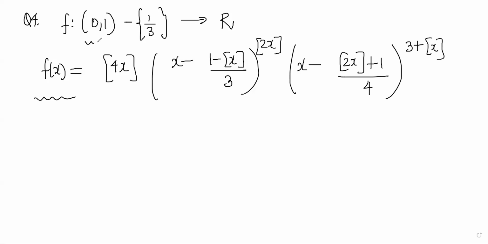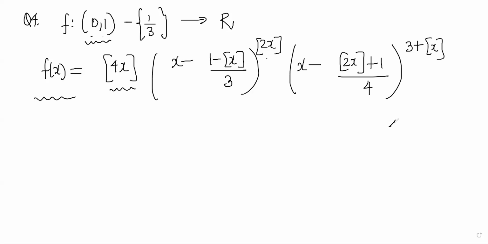Its domain is basically the interval from 0 to 1 except the point 1 by 3, right? So 1 by 3 is not allowed, and that is my domain here. So how do we figure out continuity and differentiability? The thing to realize is that mod 4x will keep changing its behavior. Mod 4x, mod x, mod 2x, they will keep changing their behavior. So what we need to do is to understand which are the points at which mod of 4x will change its nature, and we have to define the function in a piecewise manner.